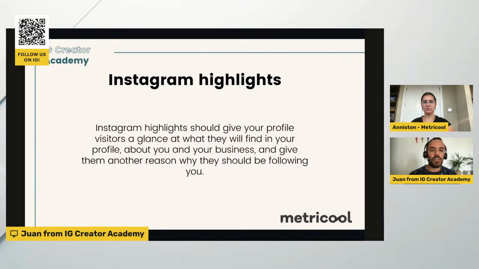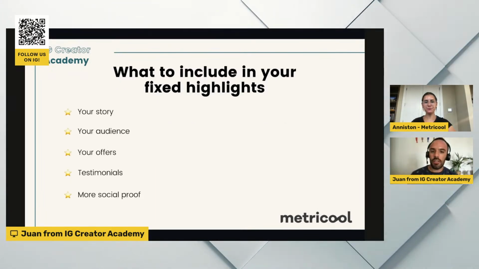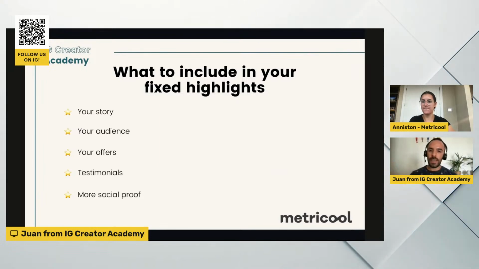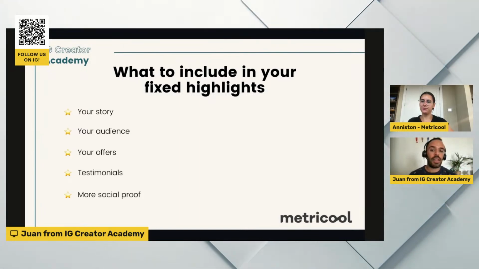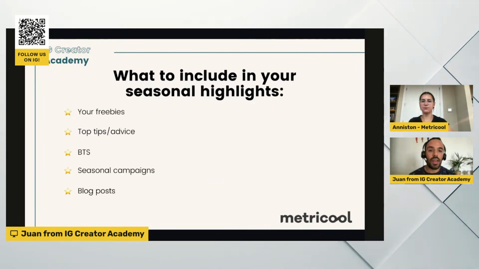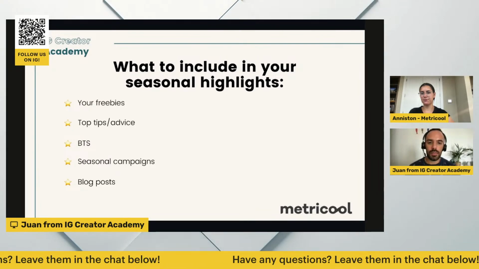A lot of people misutilize Instagram highlights, and I'm going to tell you the huge mistakes that I keep seeing people doing. So, what should you include in your highlights? I differentiate highlights between fixed and seasonal highlights. The fixed highlights should always be there for anyone, and those include your story, something that addresses your audience directly, your main offers, testimonials, and any other social proof. And then your seasonal highlights could be your freebies, which you can vary throughout the year, top tips or advice, some behind the scenes content, some seasonal campaigns, and blog posts.